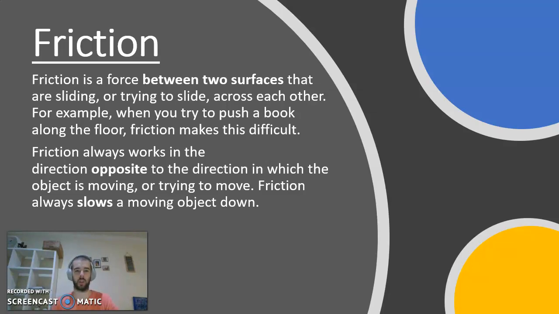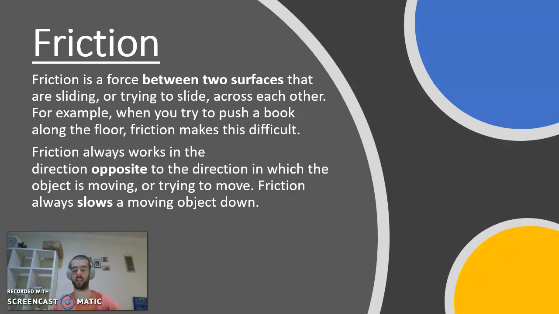It's time for some science, and this week we're learning all about friction. Friction is the force between two surfaces that are sliding or trying to slide across each other. For example, when we push a book across the floor, it's friction that makes it difficult. Friction always works in the opposite direction to the way the object is moving. So if the object is moving this way, friction is working the opposite direction. And it always slows a moving object.